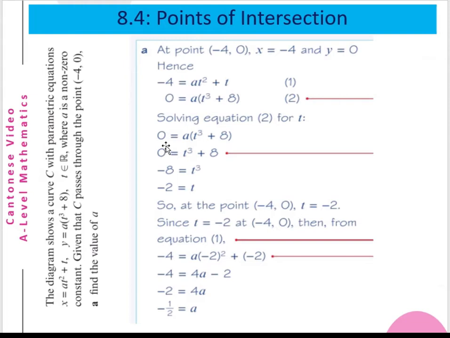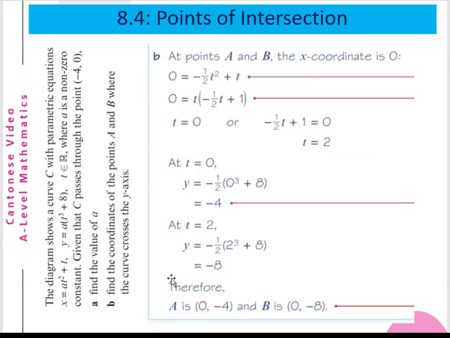And we have 0 equal to a(t cubed plus 8). That means t cubed plus 8 is equal to 0, and t cubed is equal to -8, so t is equal to -2. And we substitute t equal to -2 into the first equation, as the point is (-4, 0). Then from equation 1, we get -4 equals a times (-2) squared plus (-2). We have -4 equals 4a minus 2, and a is equal to -1/2. We have solved part a.